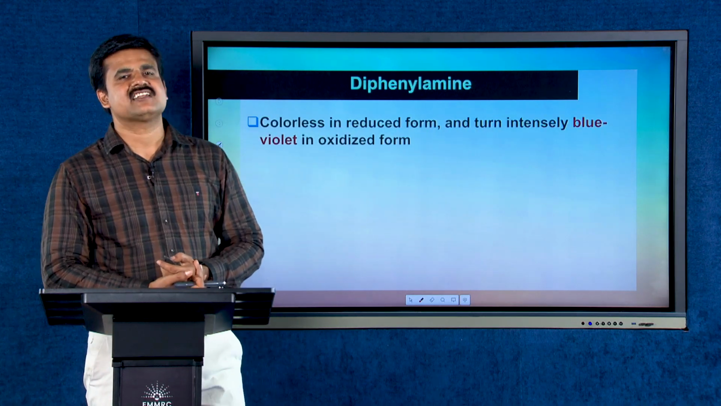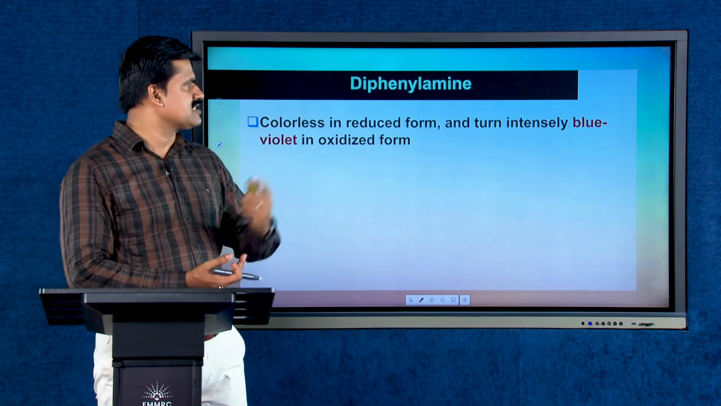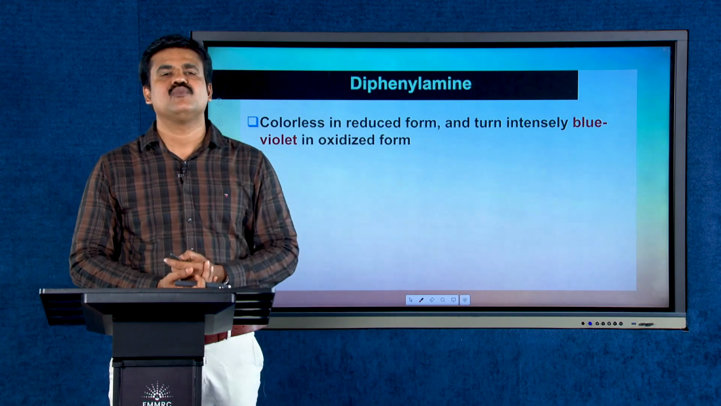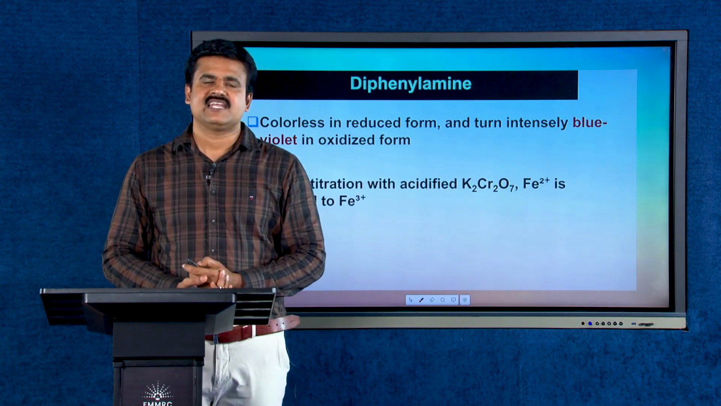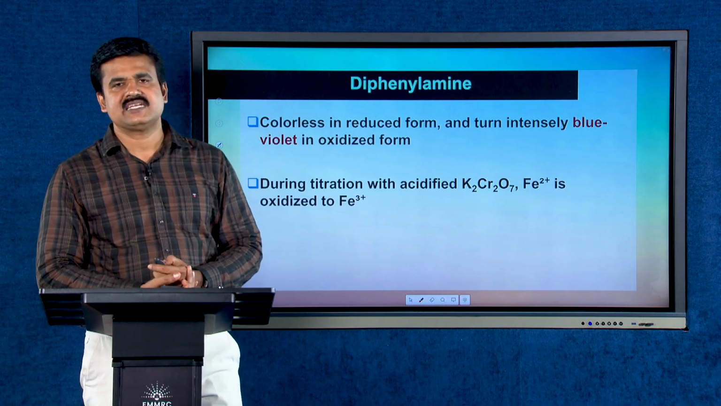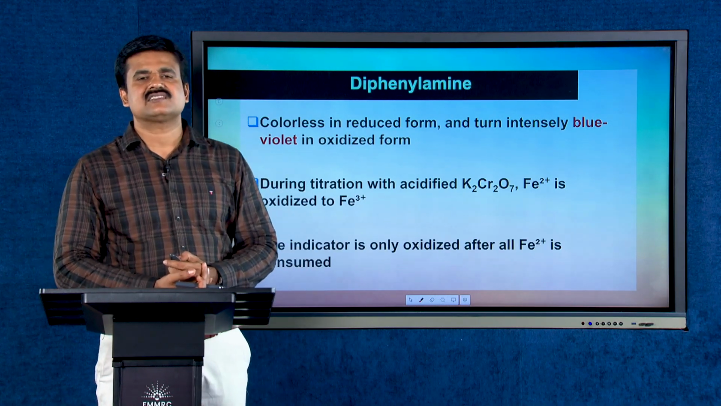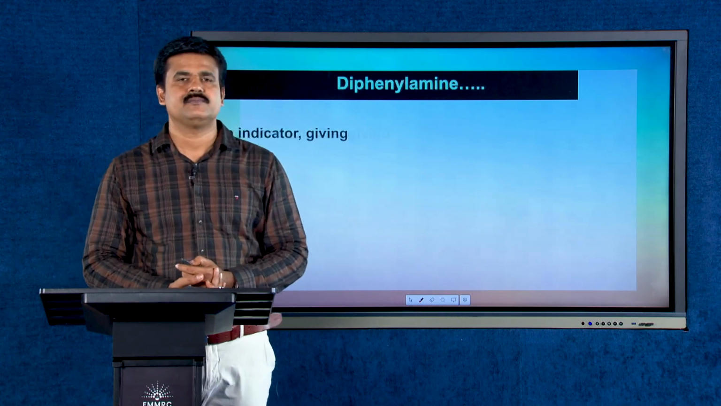Now the second indicator is diphenylamine. Diphenylamine is colorless in reduced form and turns intensely blue-violet in oxidized form. During titration with acidified potassium dichromate, Fe2+ is oxidized to Fe3+. The indicator is only oxidized after all Fe2+ is consumed.